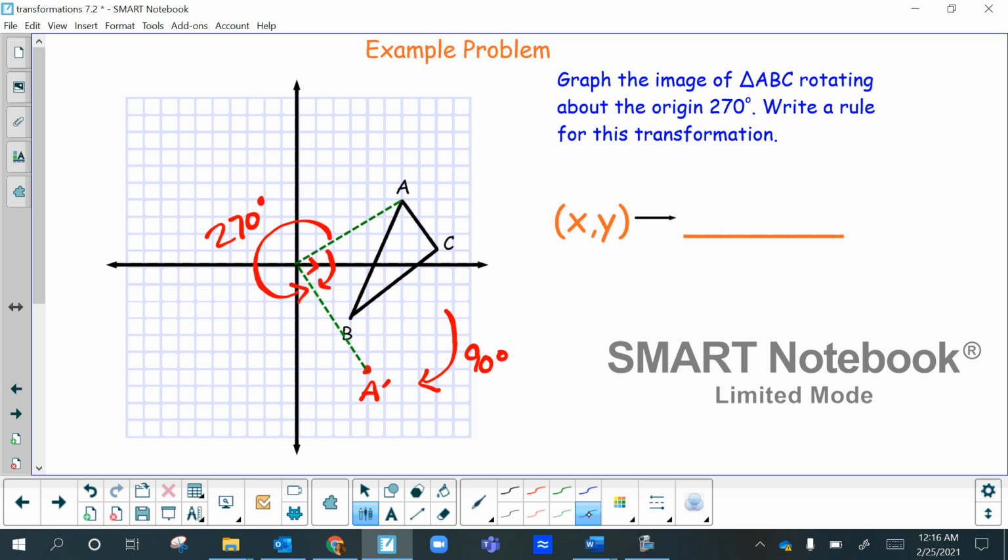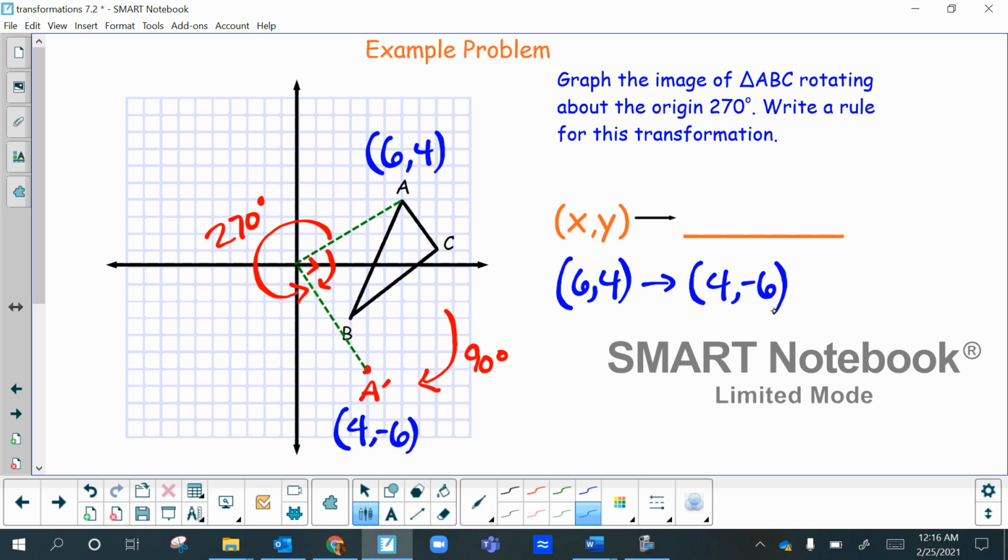So what is coordinate A? Coordinate A is at 6, 4, because that's the same one we've been using. Coordinate A prime is at 4, -6. So let's look at that rule. So it goes from 6, 4 to 4, -6. And so what happens here, the numbers switch places, and this time the X changed the sign, okay? So it switched places, the Y now became into the X spot, and the sign changed on the X. So that's going to be your rule for 270-degree rotation. And that's it for rotations.